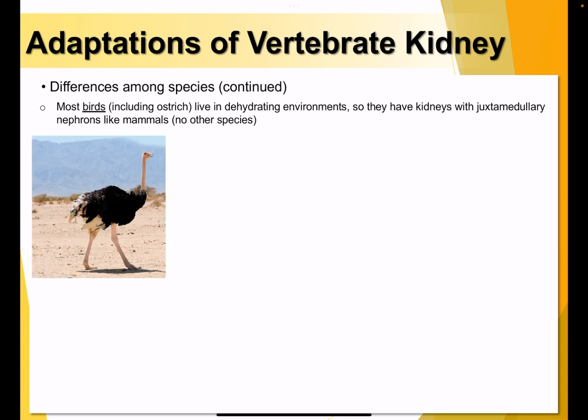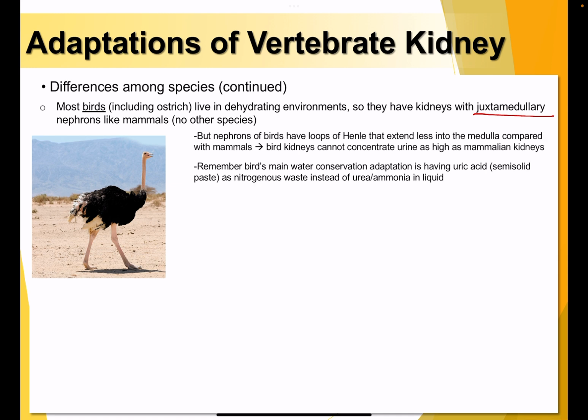All right, so there's differences amongst other species as we continue through these last two slides. Most birds, including ostrich, actually live in dehydrating environments. So their kidneys usually have a lot of juxtamedullary nephrons like mammals. Remember that no other species other than mammals and birds have juxtamedullary nephrons. Other guys don't really have it. But nephrons of birds in the loop of Henle actually extend less into the medulla than mammals do. So that means they cannot absorb as much water as our mammalian kidneys because their loop of Henle is not as long.